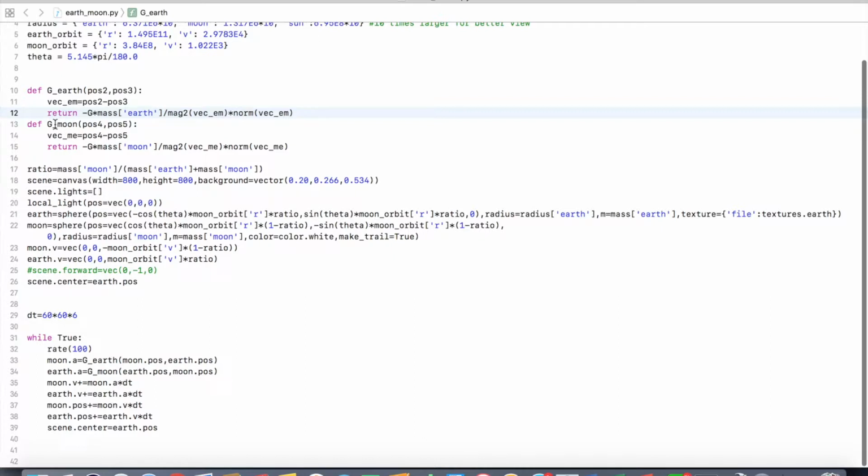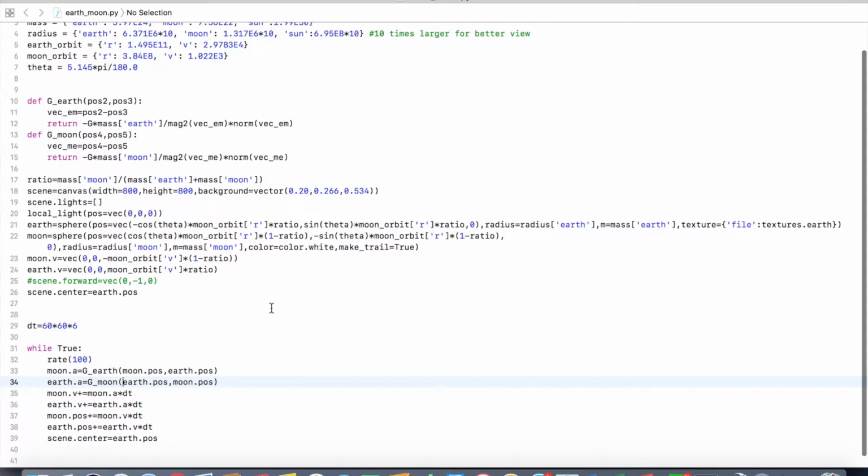And we can do the same thing for the gravitational acceleration caused by the Moon. So we define another function right here, and we'll use it right here. Okay, so now we're done with defining functions. Oh, and you can also put this formula in your while loop, but defining it as a function will make your code clearer and more readable.